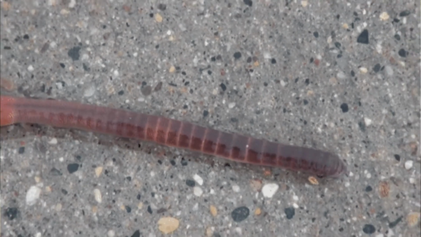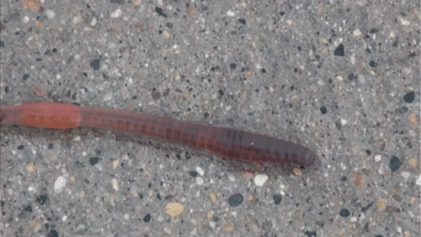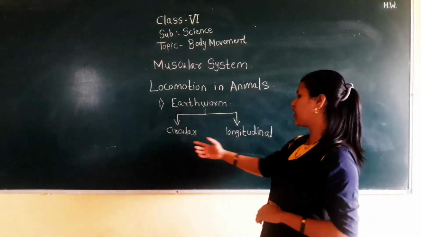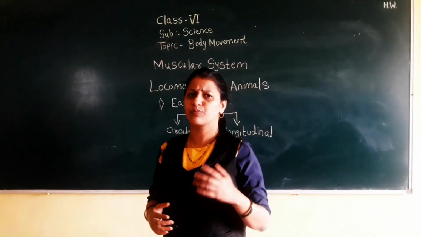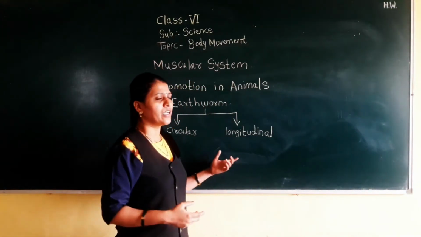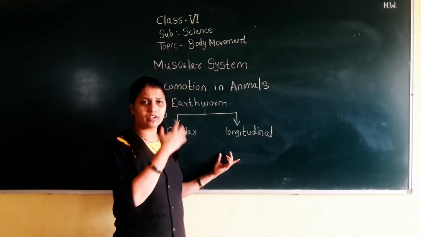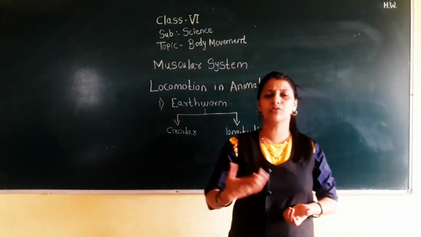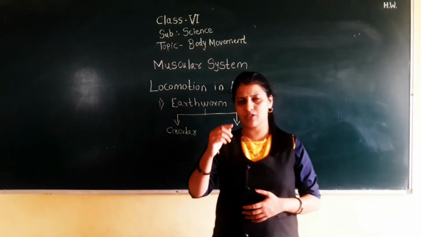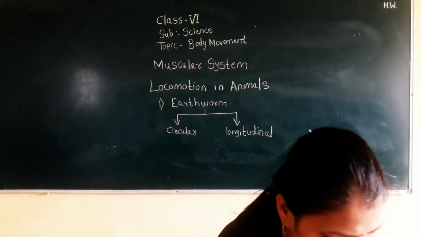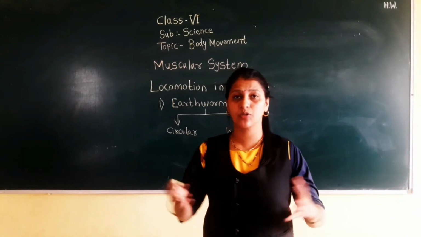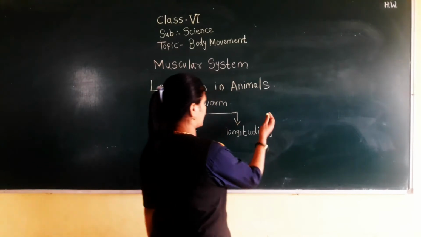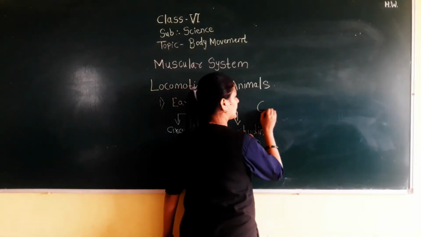Now if you look at an earthworm, you might have seen in the picture how it moves with the help of the two systems, circular and longitudinal. What happens during the movement? With the help of the lengthening and shortening method, the earthworm moves ahead. Let's discuss it in detail. Now you have seen how the earthworm moves. Now let's discuss the locomotion. I'll explain how exactly the earthworm moves.